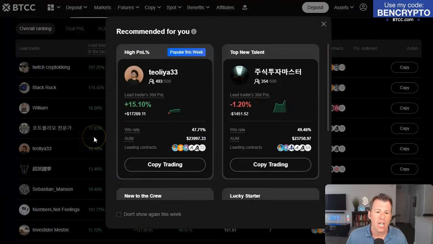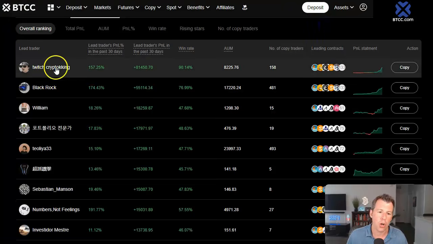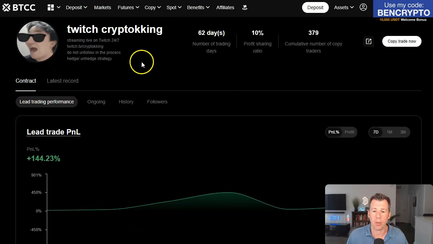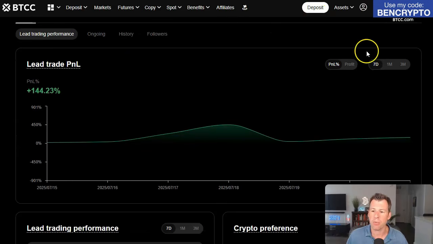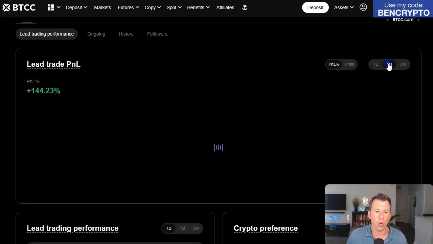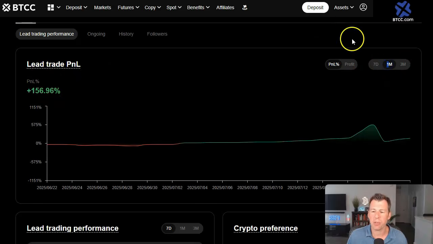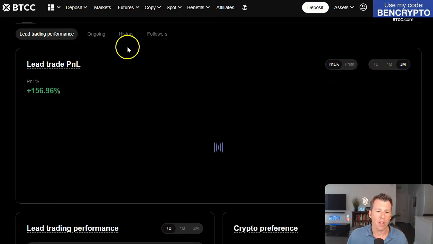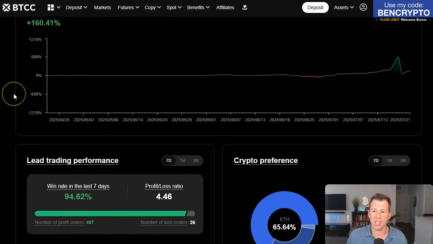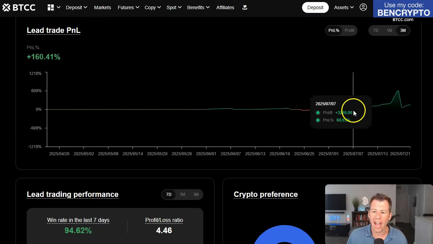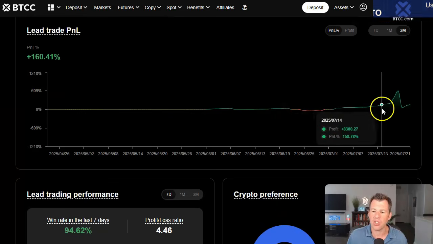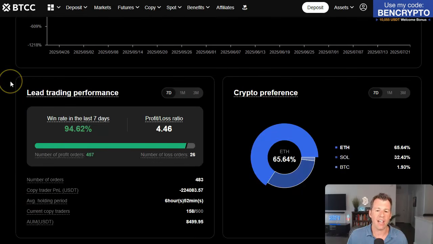Now let's compare that to the other person, Crypto King, because their metrics are pretty similar. So he also has that 10% favorable profit sharing ratio. His portfolio is up 144% on the week. It's up 156% on the month, meaning most of his gains in the last month have come in the last week. And in the 3 months, he is up 160%. So as you can see, the first 2.5 months or so, he was basically flat. He's just kind of had some winners in the last 2 weeks.